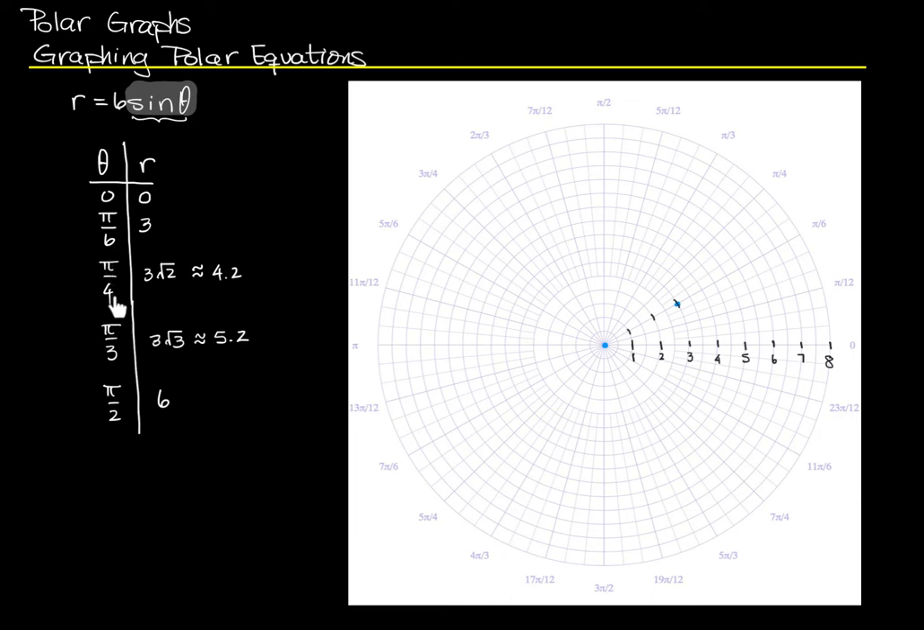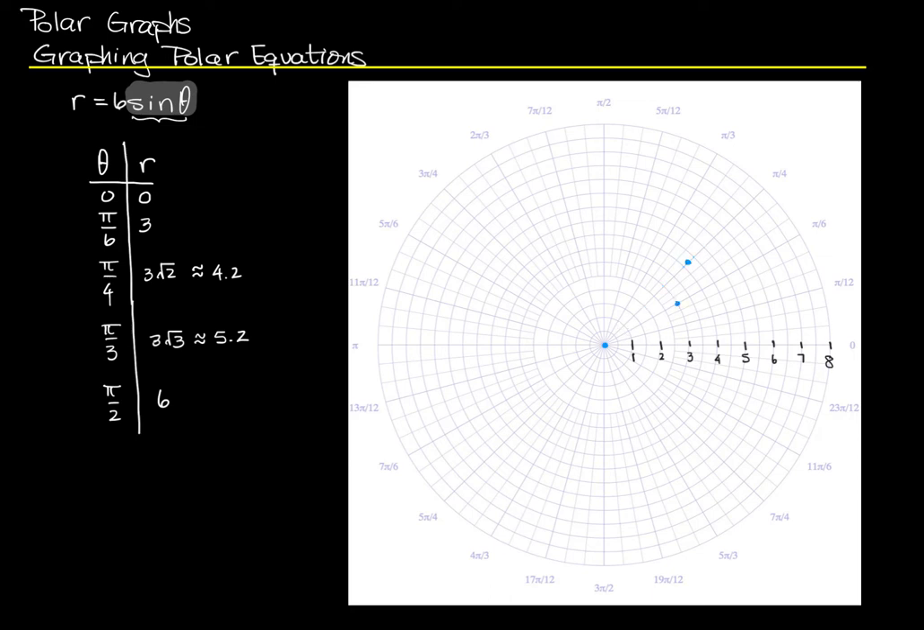Our next point is pi over 4, 4.2. So this time I'm going to be on this line. That's the line from 0 radians out to pi over 4 radians. And I need to go out on that line 4.2 units. So let me get my pen. I'm going to count here 1, 2, 3. There's 4. That would be 5. There's 4.5. So 4.2 is right about there.